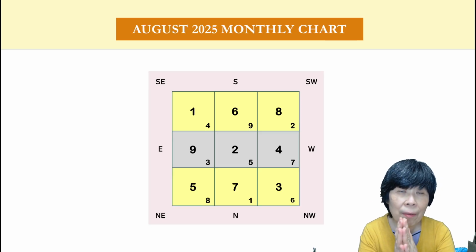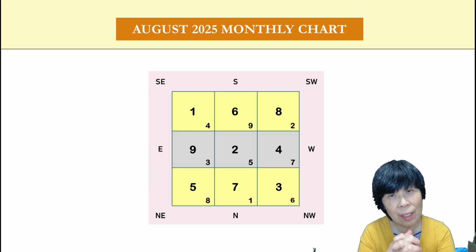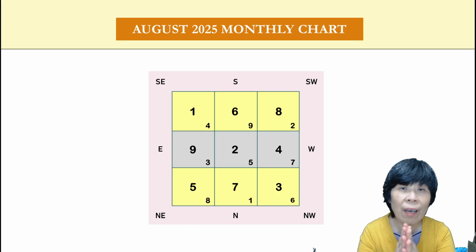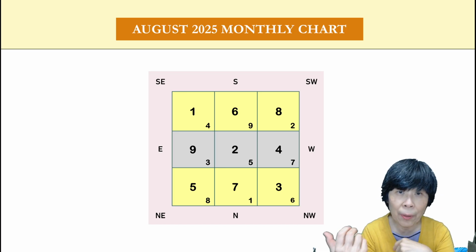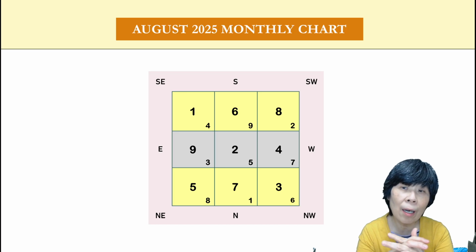Then you have the monthly energy that you have to consider. And you can see here on your screen, you have the August 2025 monthly flying star chart. And the monthly flying star chart will have two numbers. One will be the yearly star or number, which is in the center, and the monthly star, which is the smaller number on the right.